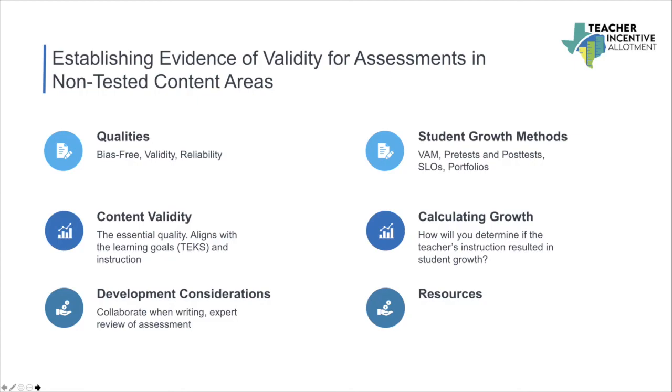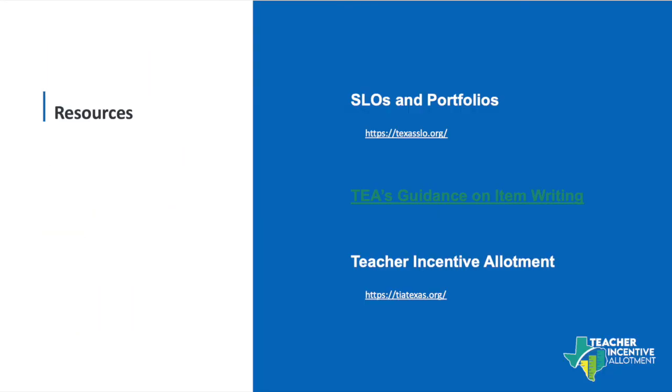And then finally, to bring us to a close, we've got our resources page. Here we've linked directly into the slideshow the SLO and the portfolio site from TEA, texasslo.org. We've also embedded a resource that you could access for quality item writing. If you're worried about a core content or something that can be assessed through multiple choice assessments, the guidance from item writing is very, very helpful to help you generate bias-free, reliable, and valid assessments. And finally, we've added a direct link to the Texas Teacher Incentive Allotment website.